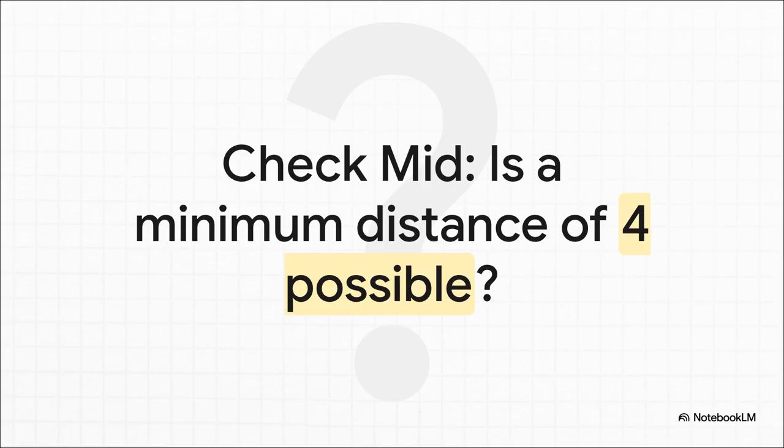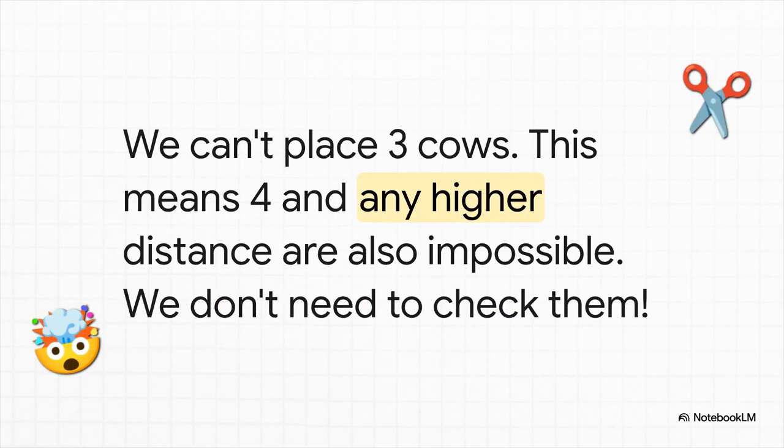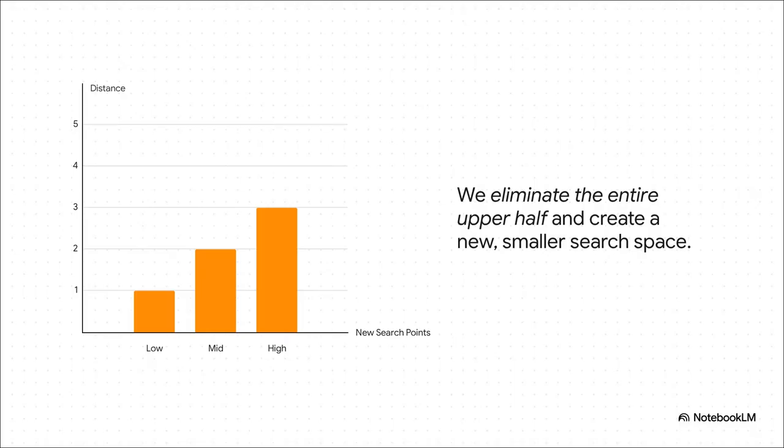So the very first question we ask is, is a minimum distance of 4 possible? And we already know the answer to that. It's no. But here is where the magic happens. Because we know 4 is impossible, we also instantly know that 5, 6, 7, and 8 are also impossible. We don't even have to waste our time checking them. So with just one single check, we just eliminated the entire upper half of all possible answers. Boof! Gone. We now know for a fact that our answer has to be somewhere between 1 and 3. That is a massive shortcut.